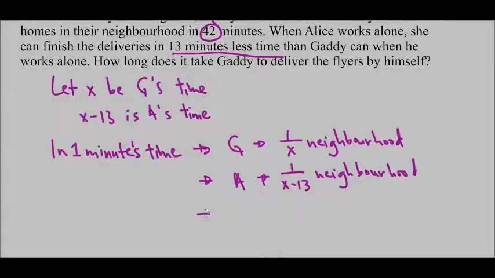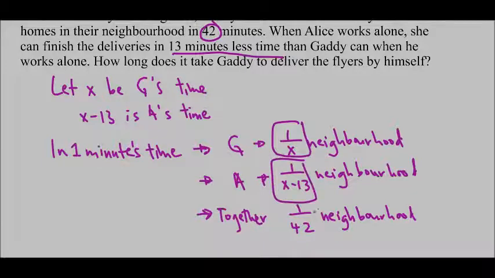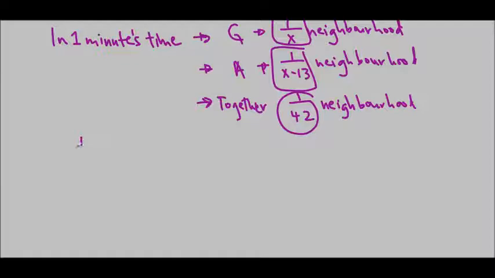But if they're working together, since they can accomplish the whole thing in 42 minutes, in 1 minute they should have finished 1/42 of the neighborhood. Or in other words, when he does his part and she does her part, that will add up to 1/42 of the neighborhood. So let's say he finishes this much and she finishes this much in 1 minute, then these two together must be 1 over 42. So we can write that out as an equation. It's 1 over x plus 1 over x minus 13 is equal to 1 over 42. That's the amount of neighborhood done in 1 minute on either side.